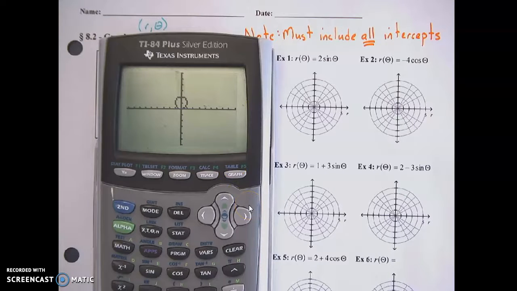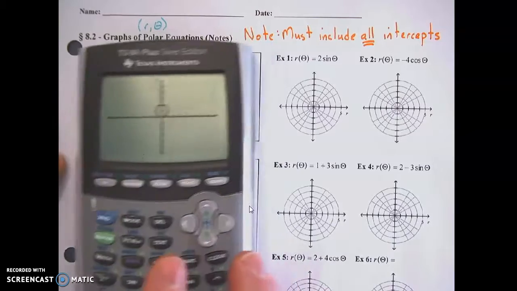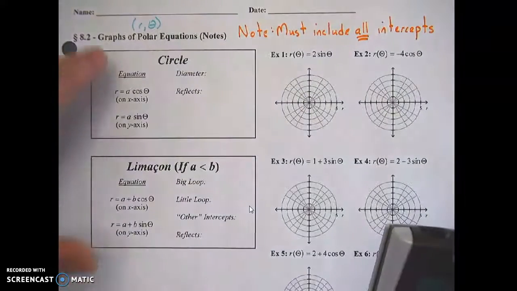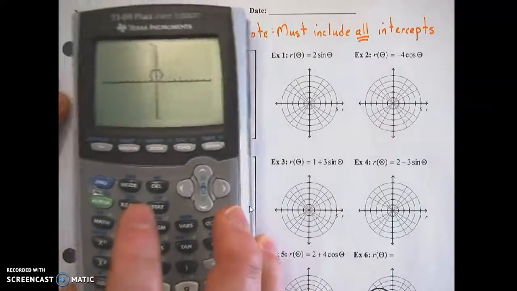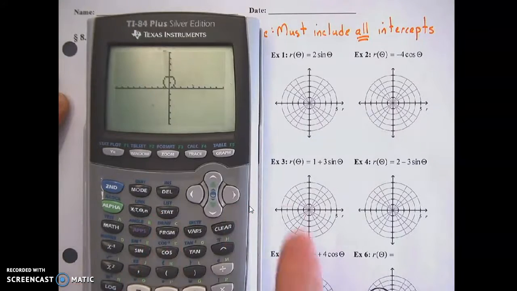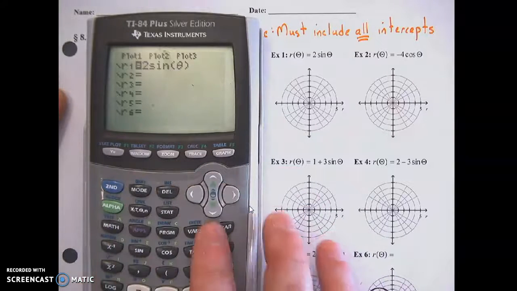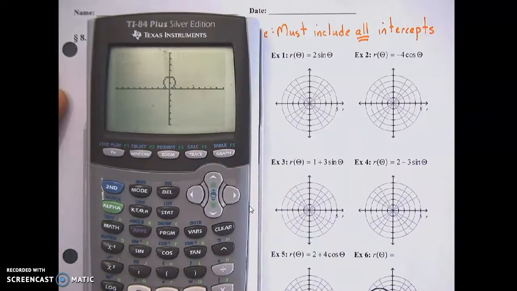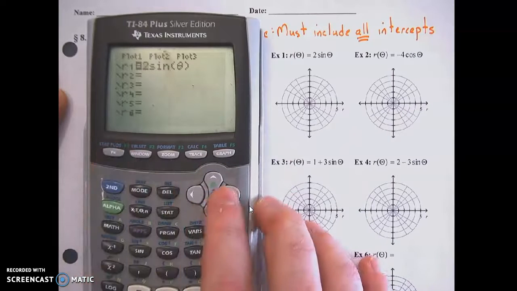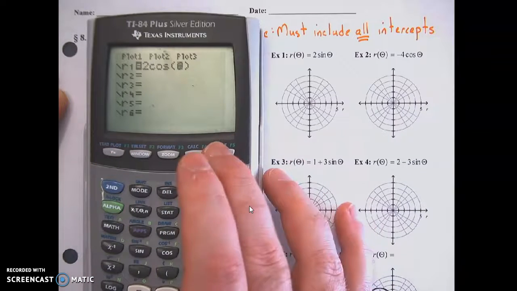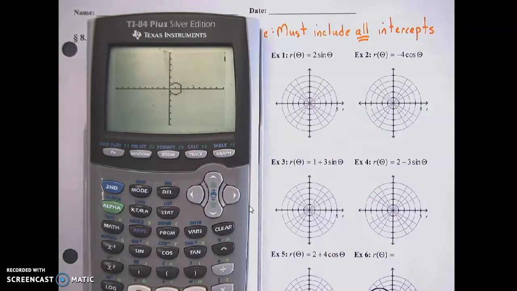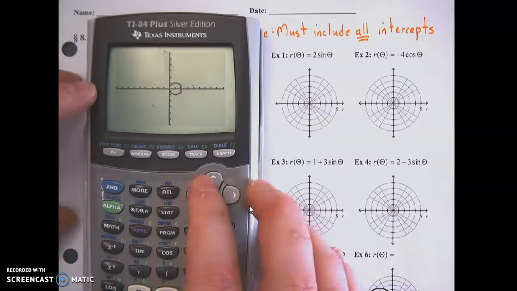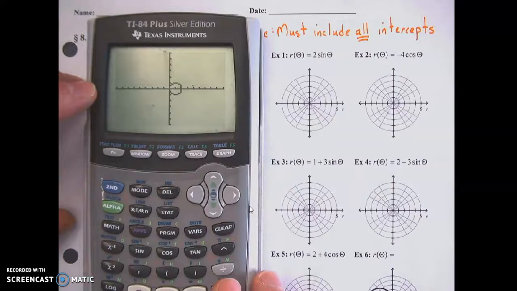So let's talk about some of the characteristics. If you look over here, there's some notes and some characteristics of the circle based on the equation. So our first equation was 2 sine of theta. Let's look at what happens when we change this from 2 sine of theta. Remember what this graph looked like? To 2 cosine of theta. You can just watch if you don't want to type it in. What happened? Yet again, we have that same picture. We have that same circle, but now that circle's on the x-axis.